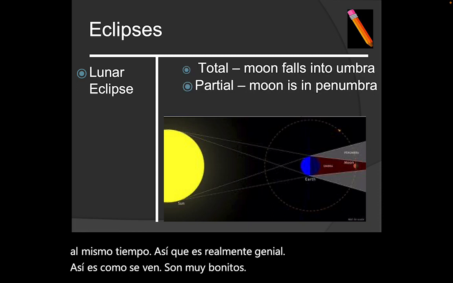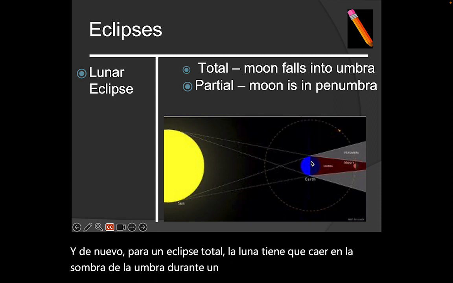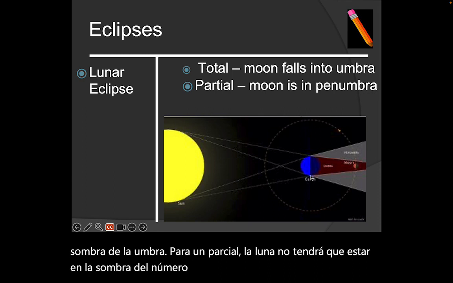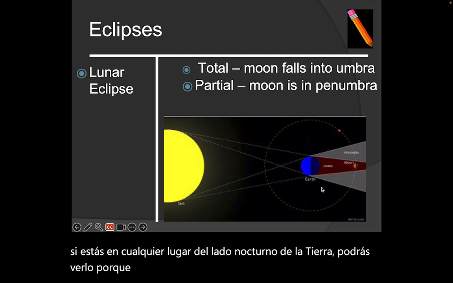And again, for a total eclipse, the moon has to fall in the umbra shadow. For a partial, the moon would have to be in the penumbra shadow. And the cool thing about these is that if you are anywhere on the nighttime side of Earth, you will be able to see it because the shadows cover up the entire nighttime side of Earth.